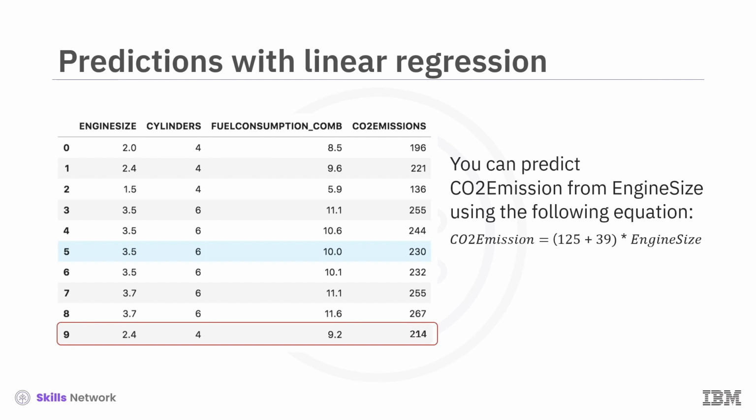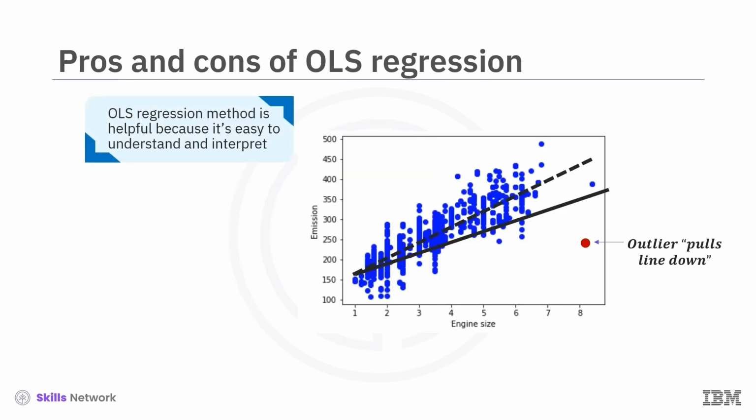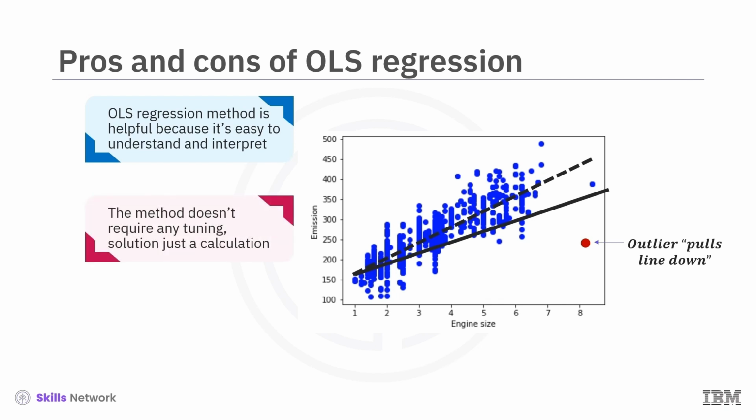would be 214. The OLS regression method is helpful because it's easy to understand and interpret. The method doesn't require any tuning, and its solution is just a calculation. This also makes OLS regression fast, especially for smaller data sets. On the other hand, a linear model may be far too simplistic to capture complexity, such as a nonlinear relationship in the data. Outliers can greatly reduce its accuracy, giving them far too much weight in the calculations.